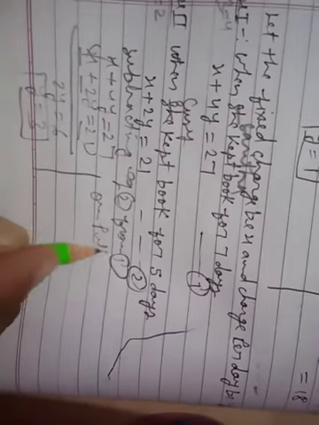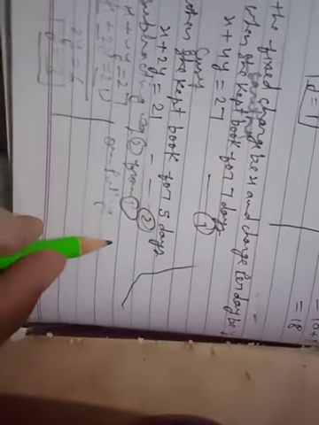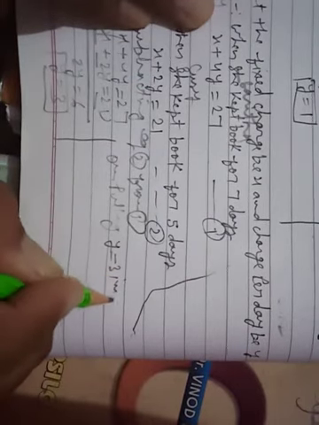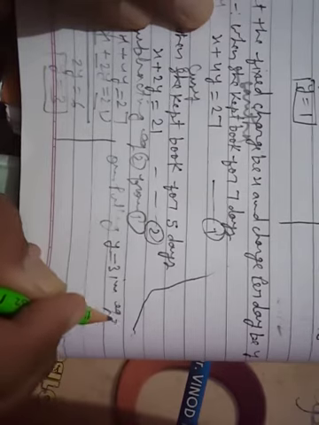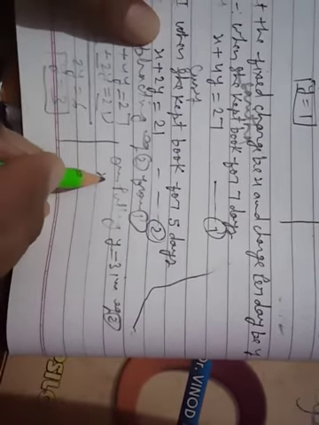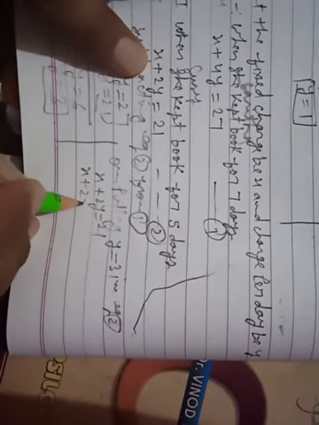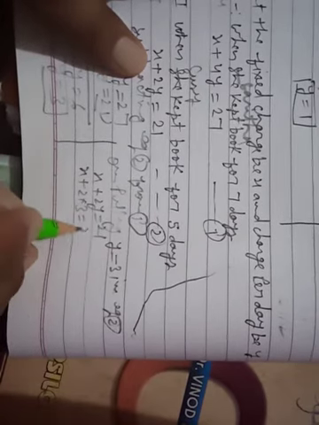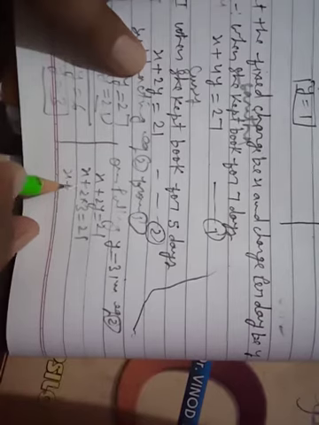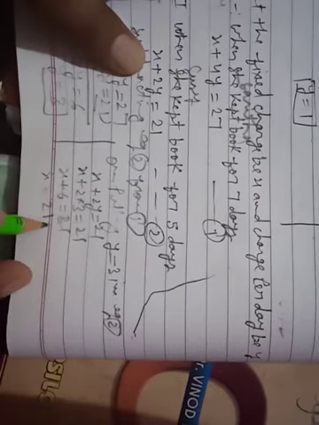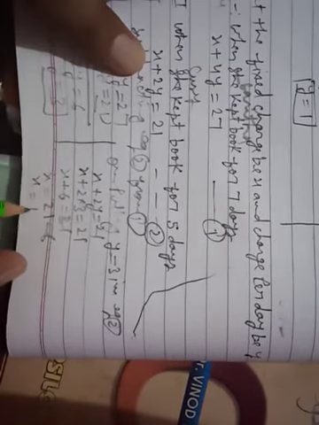y is 3. On putting y equal to 3 in equation 2, x plus 2y equal to 21, x plus 2 into 3, so x plus 6 equal to 21, so x equal to 21 minus 6, x equal to 15.